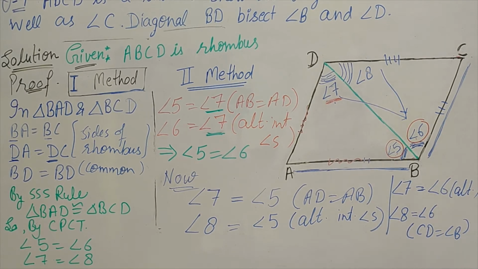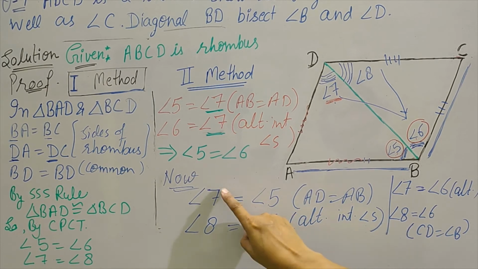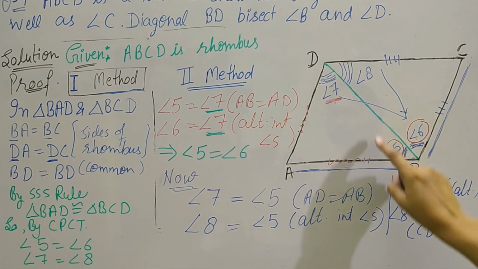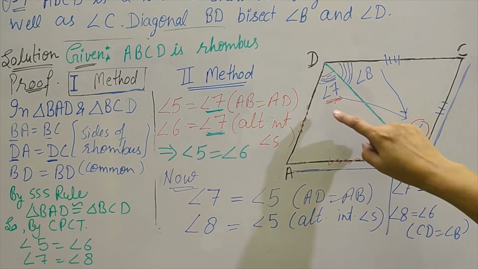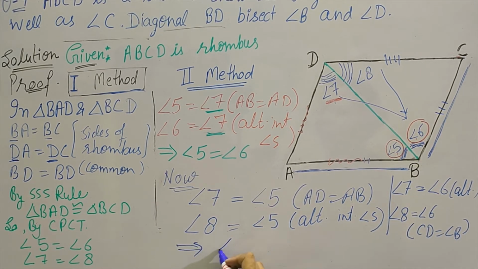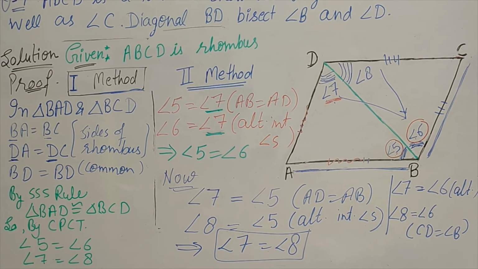So purposely, the two angles which we have to prove equal, we have to prove angle 7 and 8 equal. So 7 is equal to 5, 8 is equal to 5, or if you wish, 7 is equal to 6, 8 is equal to 6. Like this you can write. So from these two clearly it implies that angle 7 is equal to angle 8. I think my explanation is clear. To understand in a better way, watch the video again and again and do a lot of writing practice.